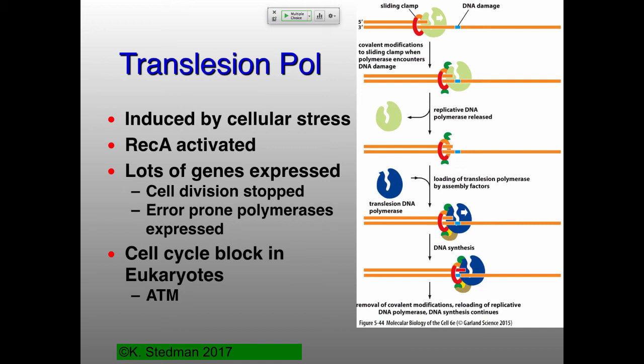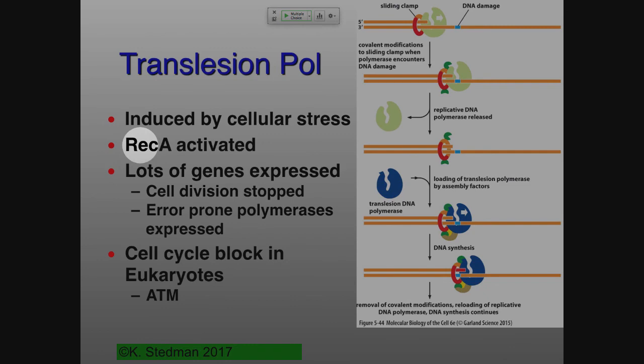Translesion polymerases, this is what happens in the cell when the going gets really bad. Lots of DNA damage has happened, but still you want to make sure that your genome gets replicated. So these are specific DNA polymerases. They're induced by some kind of cellular stress. There are lots of different ways that this can happen. Usually it's a process where you have lots of DNA damage. And when you have lots of DNA damage, one of the first things that happens, at least in E. coli, is you turn on RecA. The process of how you turn on RecA, I think we talk about mostly in virology next term.